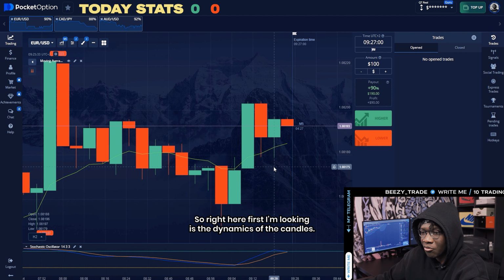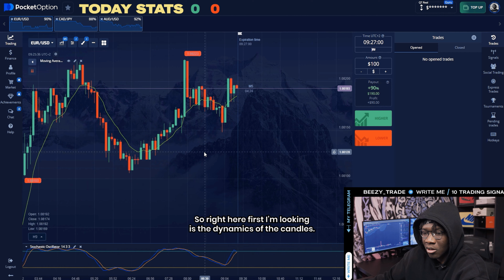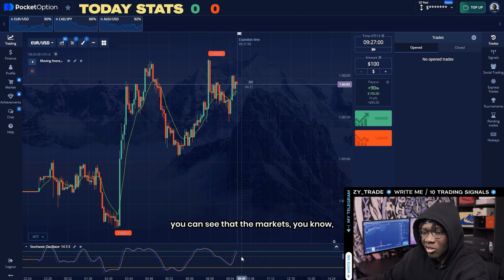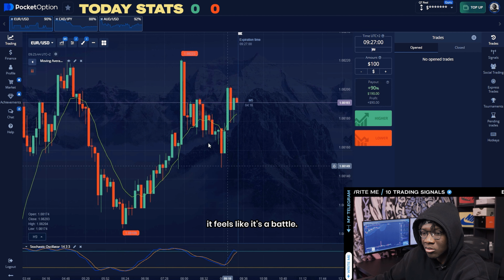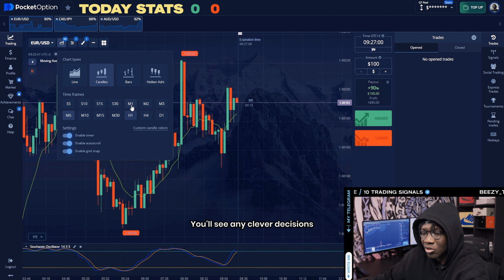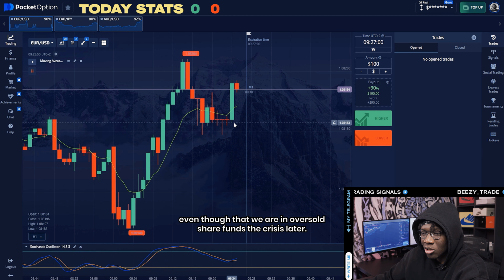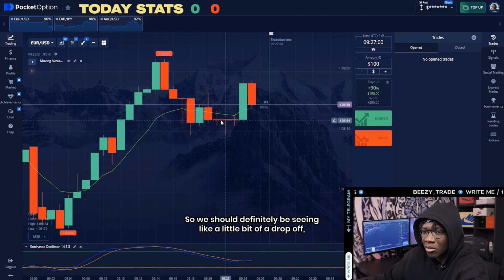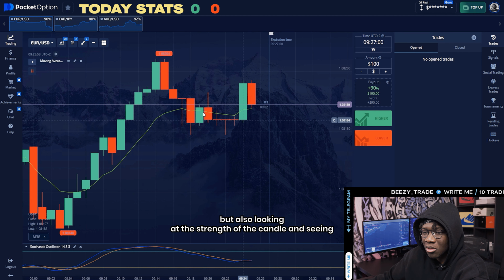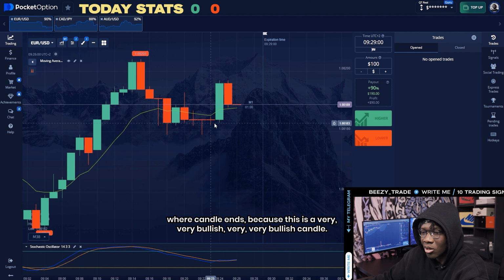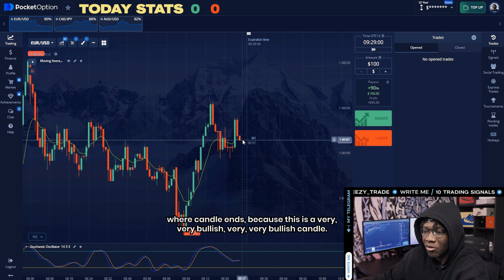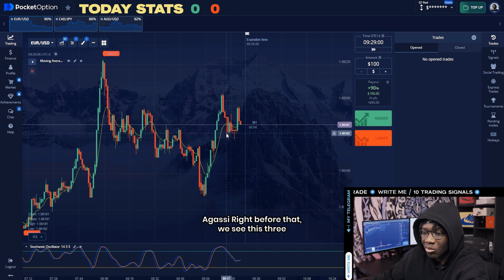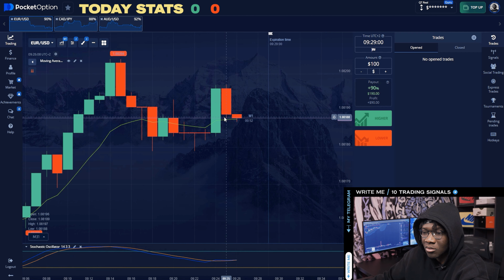So right here, the first thing I'm looking at is the dynamics of the candles. You can see that the market feels like it's a battle. We don't see any clear decisions, even though we are in oversold here. It comes, like I said, later, so we should definitely be seeing a little bit of a drop off. But also looking at the strength of the candle and seeing where a candle ends, because this is a very bullish candle. And you can see right before that we see just 3 shooting stars.